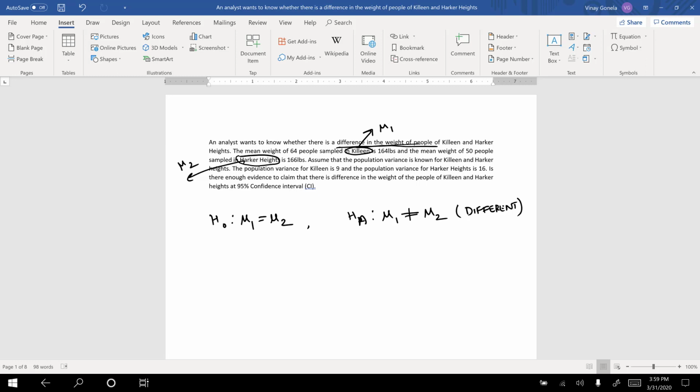So this is our hypothesis. So this is the first step, which is to define your hypothesis. For the second step we need the data. So this all is given. Let me write given. What all is given?